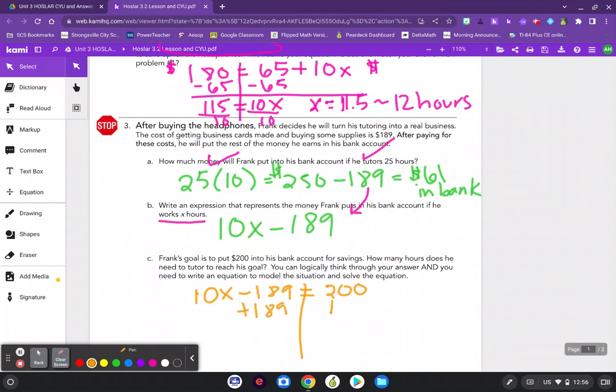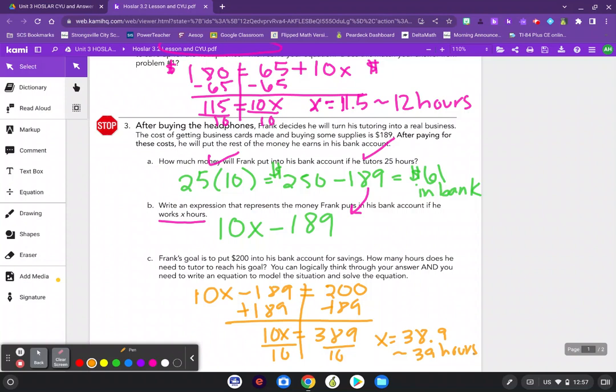So I got to add $189 to both sides. I get 10x equals $389. If I divide by 10, I get that x is 38.9, or about 39 hours of tutoring to put $200 in my account.